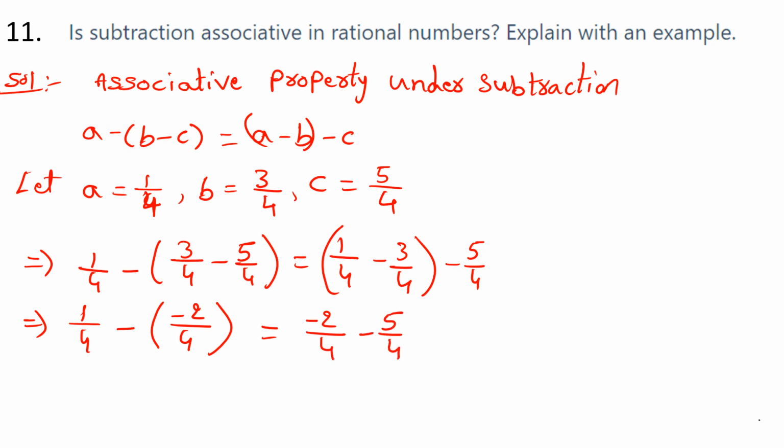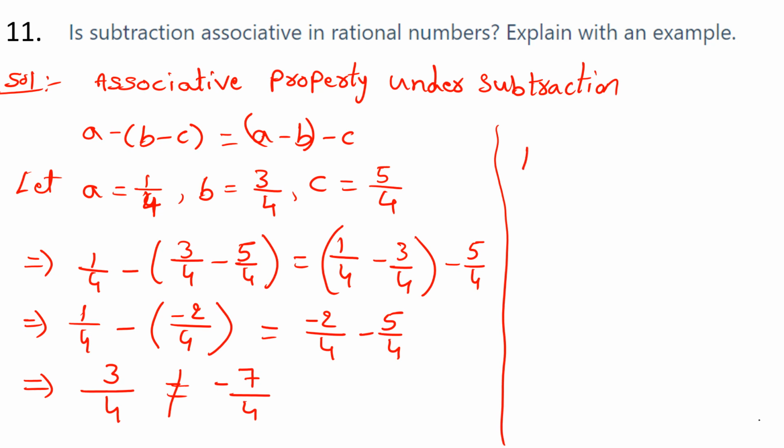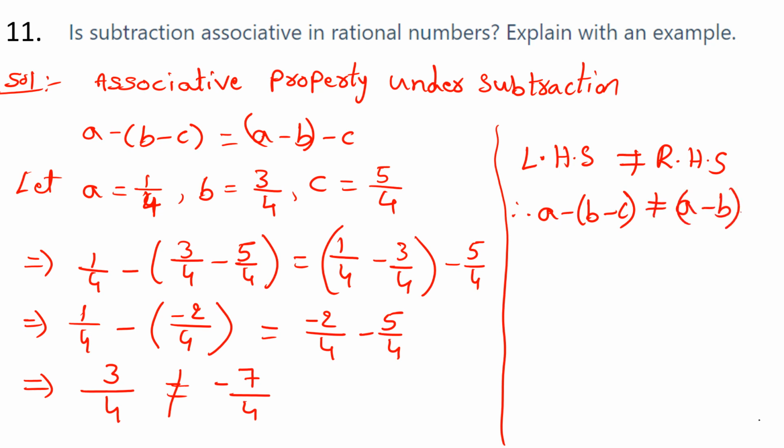Which implies that is 1 by 4 minus of minus, that should be plus, right? Plus 2 by 4. How much is it? That is 3 by 4. It is equal to minus 2 by 4 minus 5 by 4, that is minus 7 by 4. Is this equal? No, it is not equal, right? So 3 by 4 is not equal to minus 7 by 4. So that's why LHS is not equal to RHS. Therefore, A minus B minus C is not equal to A minus B minus C, right?